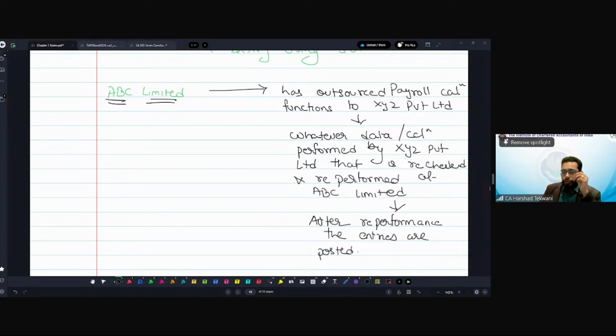Yes or no? Yes, sir, it is applicable. And the reason? Since ABC Limited has outsourced this payroll function. That's why this SA 402 will be applicable. Okay. Anyone else? Okay, Hemant, very good.